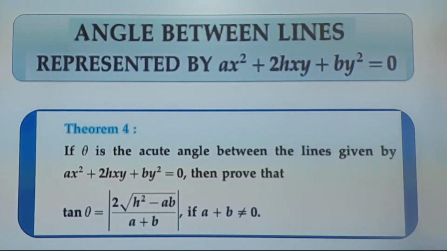So the statement of the theorem is: if theta is the acute angle between the lines given by ax square plus twice hxy plus by square equals to 0, then prove that tan theta equals to mod of 2 times under root h square minus ab upon a plus b, if a plus b not equals to 0.